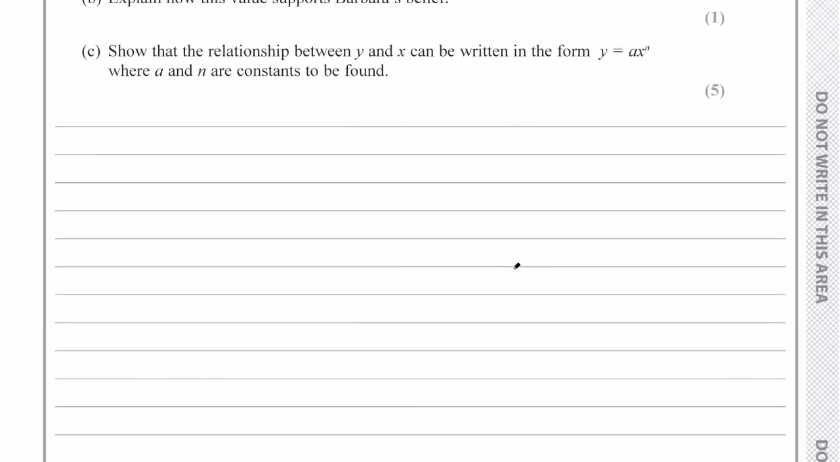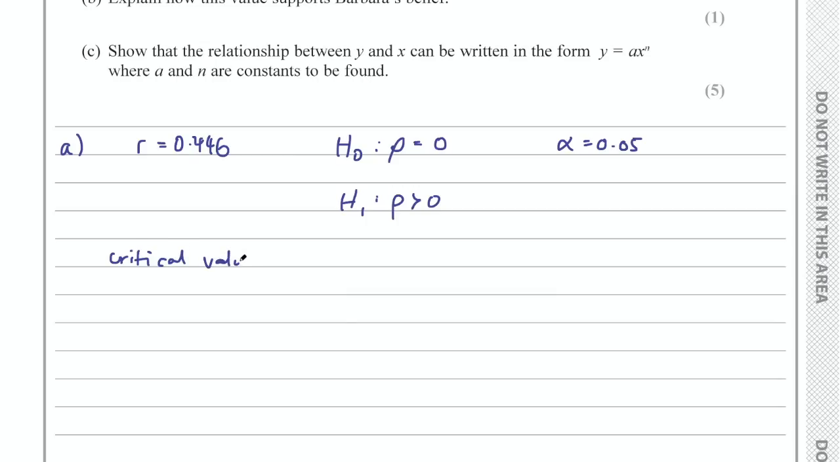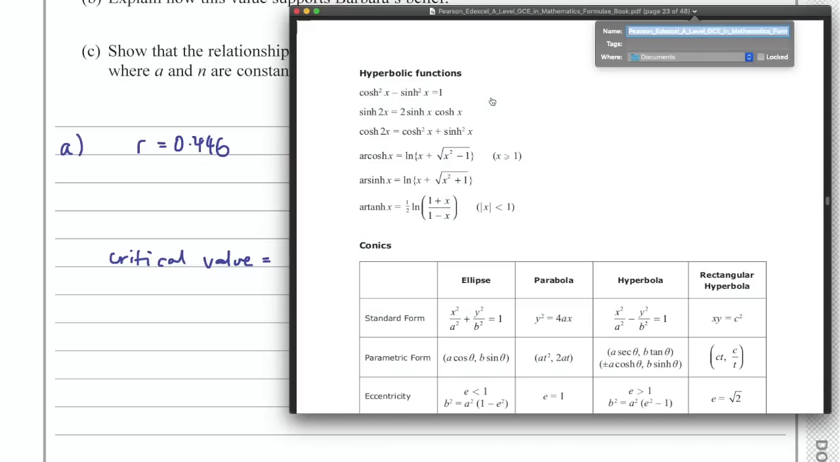Let's set up our hypothesis test then. So we have a sample r of 0.446, and our null hypothesis will be that rho, the population coefficient, is 0. Our alternative hypothesis is rho is greater than 0, or there's a positive correlation, and we're testing at the 5% significance level, so alpha is 0.05. We want to find a critical value, and we're going to do that using our tables from our formula booklet. So let's bring that up.